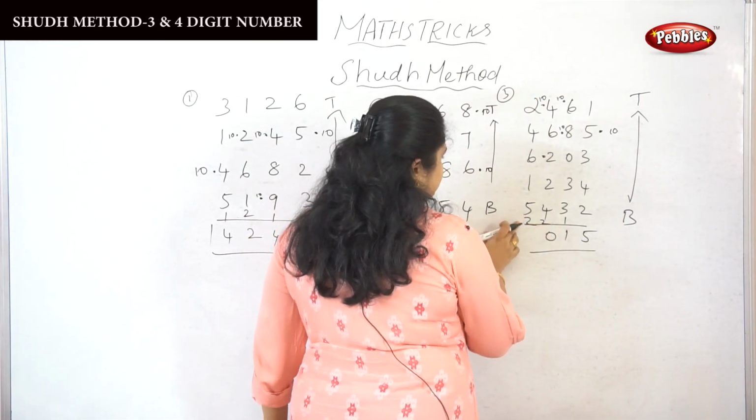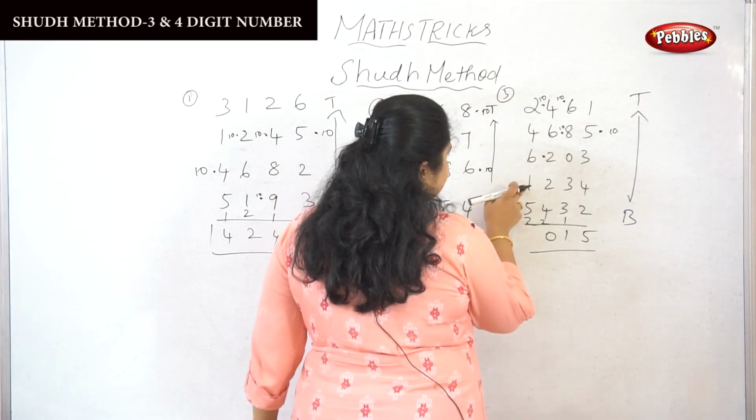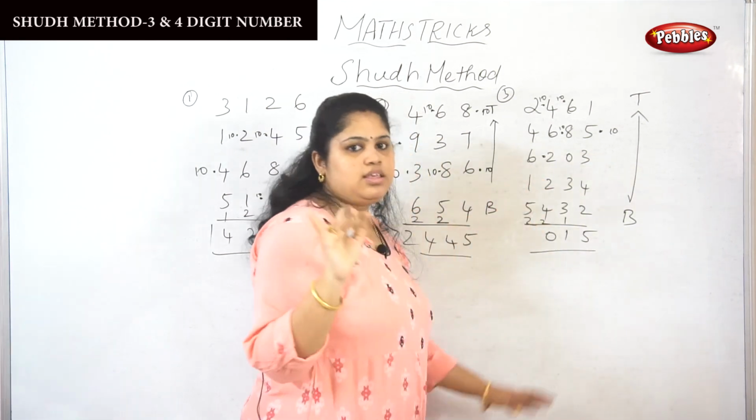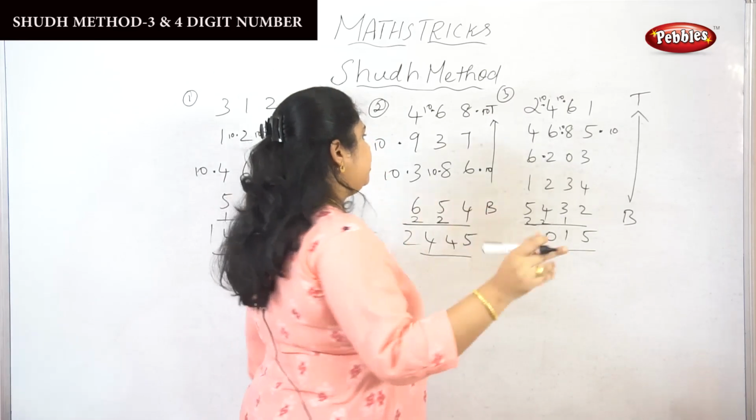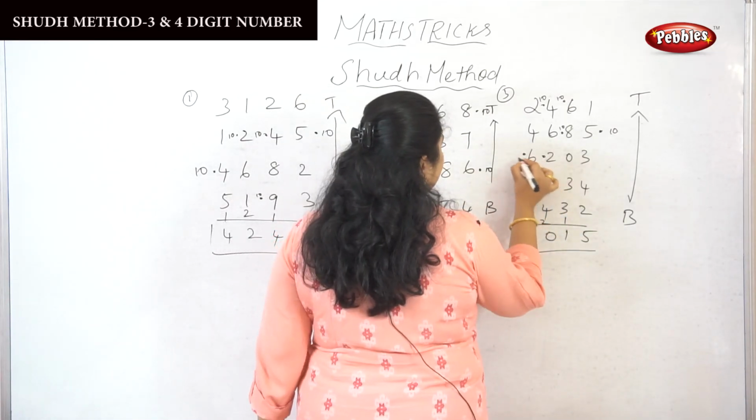So 5 plus 2 is 7. 7 plus 1 is 8. 8 and 6, yes, 8 having a 6. 6 plus 6 is 12, then 2 remaining, 14. So I am just writing a 10 here.